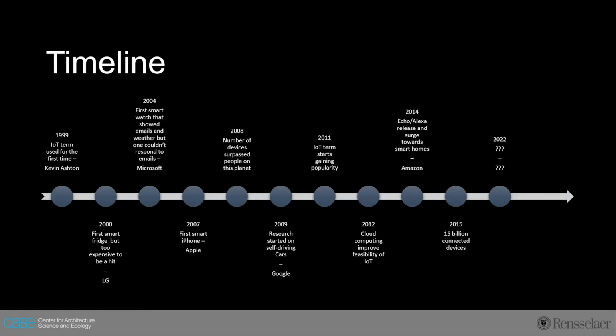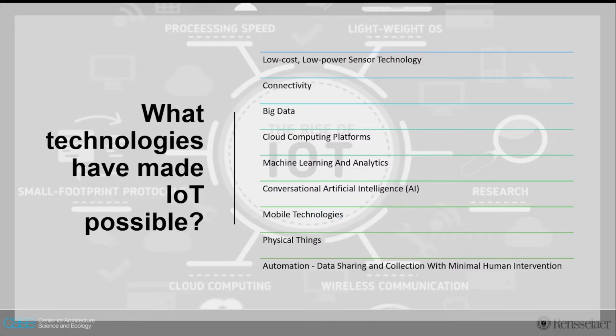In 2014, we got our first Alexa release that surged towards smart homes, and at this point, I would say that Alexa is younger than you guys. I think most of you were born before 2014. So we are here in 2022. Today we are going to build our own product, and I'm not going to talk about the future of this thing, you guys have to decide.